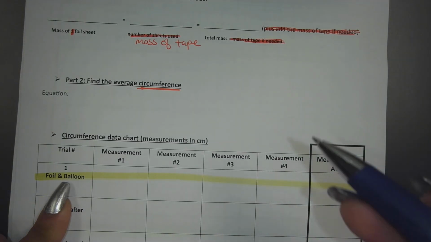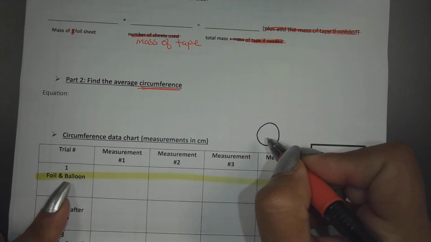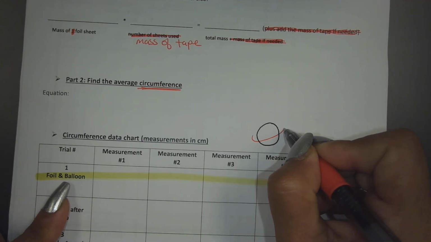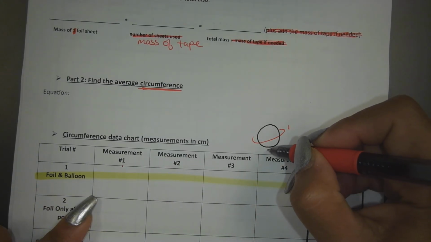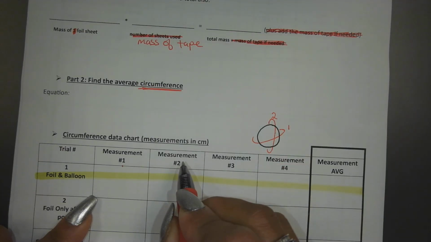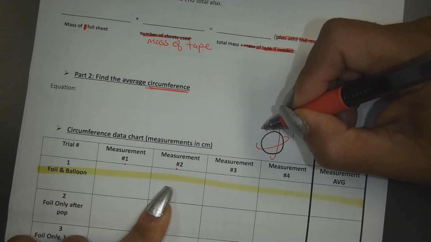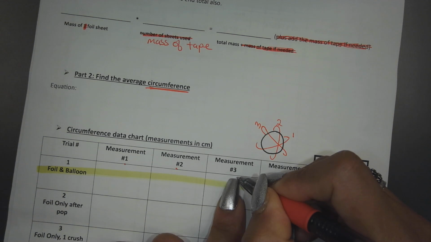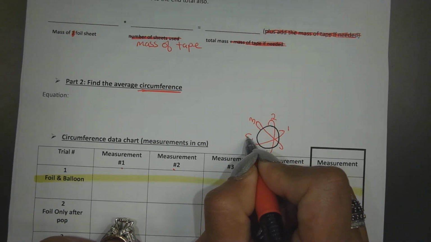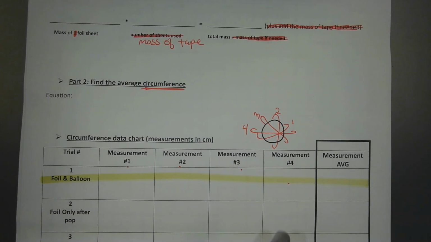4 different locations. Here is your foil balloon. Remember, it's a star. You're going to measure it around this direction, number 1. That's number 1. You're going to measure it around this direction, number 2. You're going to measure it around this direction. Oops, I guess I should have went this way. Number 3. And then you're going to go around this direction, number 4. Does that make sense? That's where you might need your partner to help you. That gets a little tricky.